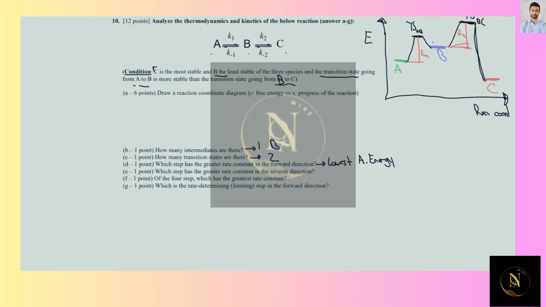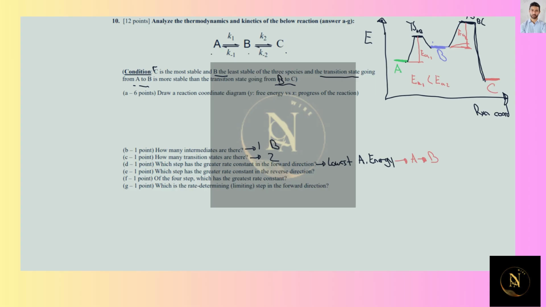In this case, just based on the relative stability and assuming that the activation energy from A to B, let's call it activation energy 1, is going to be smaller than activation energy 2, what we're going to say is that the transformation from A to B is going to be the one with the greater rate constant.